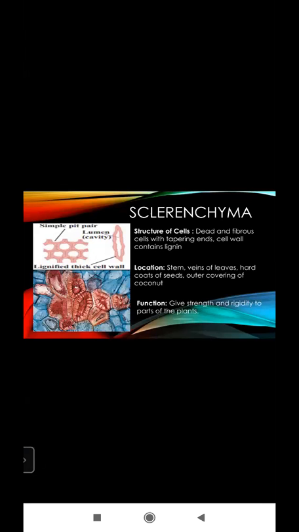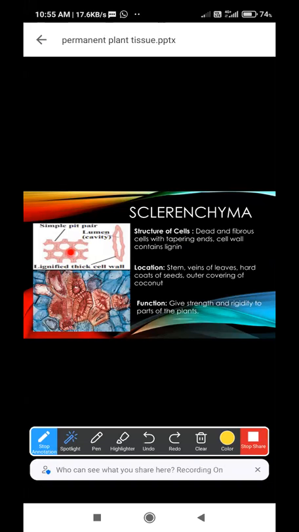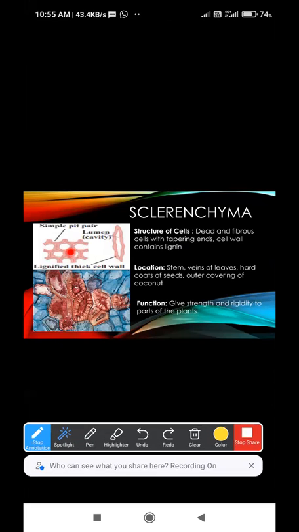Third simple tissue is sclerenchyma. Observe the figure carefully. You can see that the cell has tapering ends. So they are spindle-shaped fibers. These are also known as dead cells or dead tissue. See, parenchyma and collenchyma were the living tissues, whereas sclerenchyma is known as dead tissue with tapering ends.